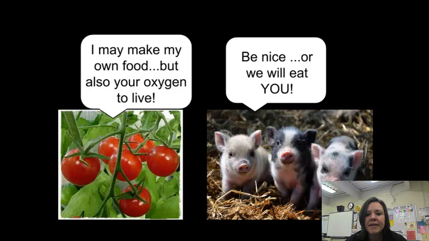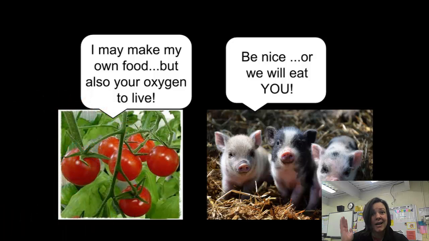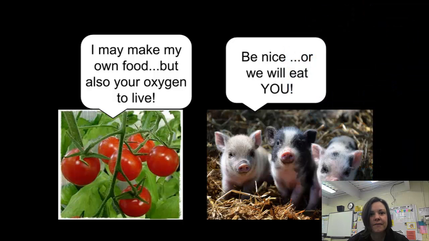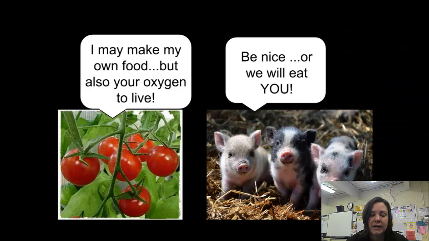I want to make sure we understand why it's so important. We heavily rely on plants for two purposes. In photosynthesis, the plant makes sugar and oxygen. Those are two things that we can't live without. And since we, or any animal, can't make our own sugar, we have to get it from somewhere. And guess what? We get it from plants. So photosynthesis is extremely important because that's where we get two essential nutrients, or ingredients, for us to be able to live.